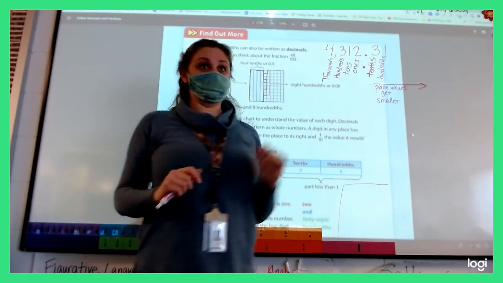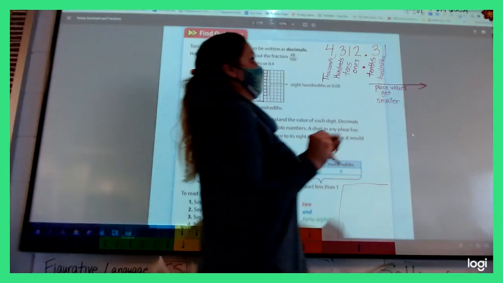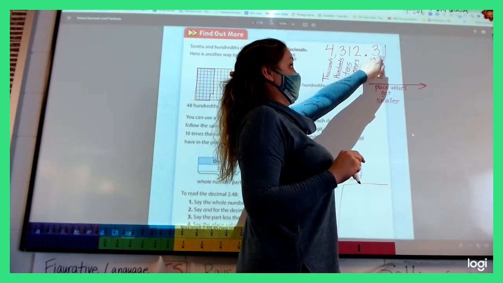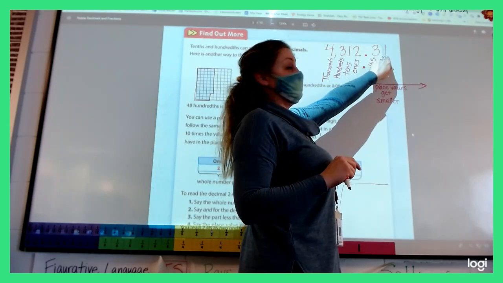Question, Noah. I bet that place value gets smaller if you're going backwards. It does. So let's think about it like money. If this was money, this would actually be 30 cents, right? And this would be 1 penny.